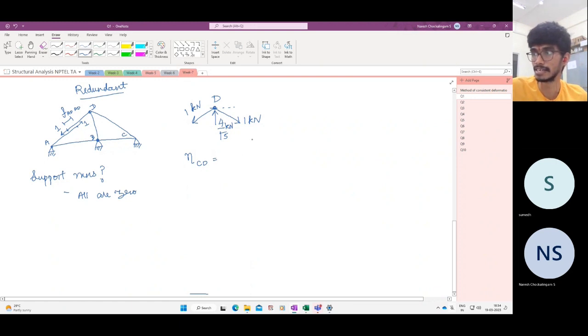So small n CD is what? It is under tension, so it is plus 1 kilonewton. And small n BD is what? It is minus 4 by root 5.